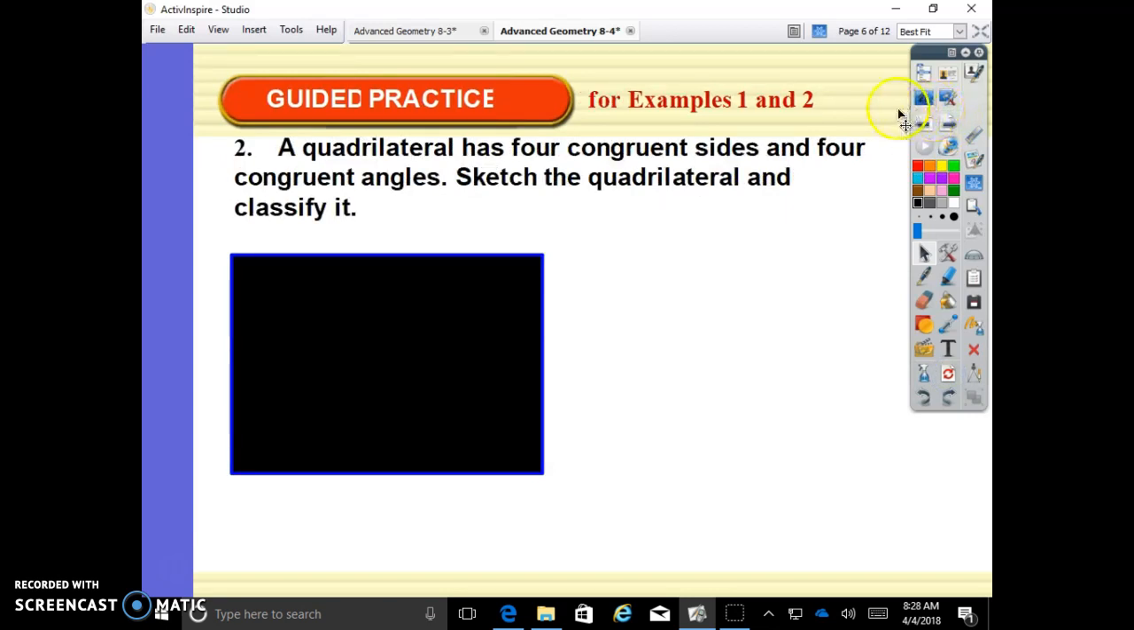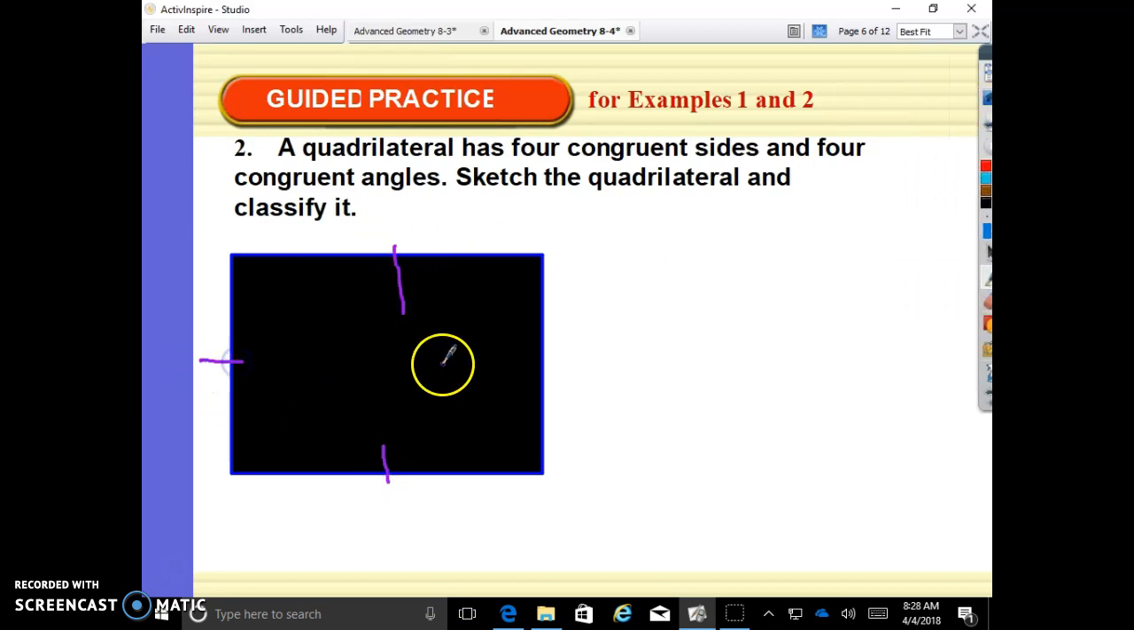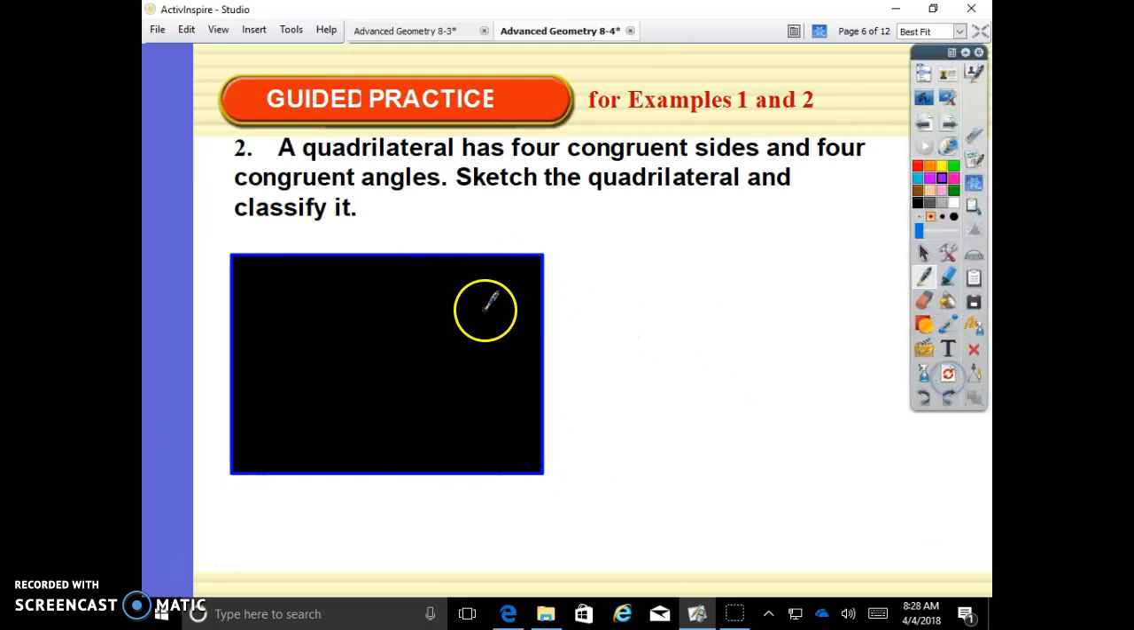A quadrilateral has four congruent sides and four congruent angles. All equal sides, all equal angles. If all the angles are equal and it's a quadrilateral, 360 divided by 4 is 90 each. What shape is this? It is a square.